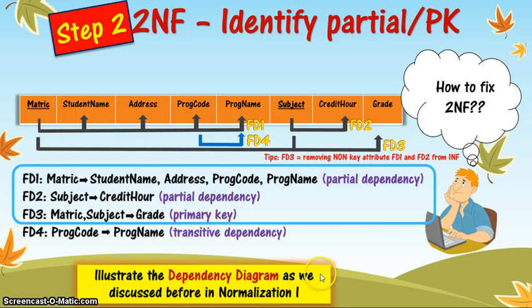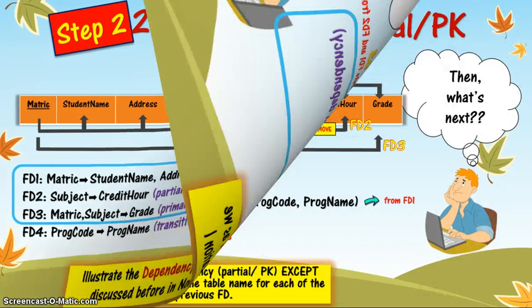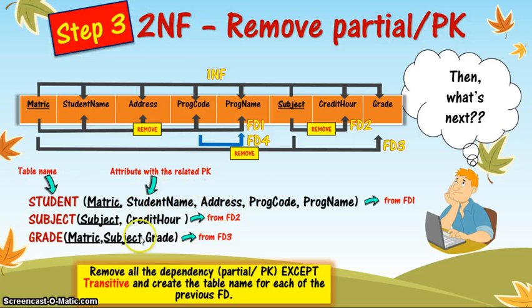So you have to remove all these three FDs. It comes with a table, right? So we can remove FD1, remove FD2, remove FD3, and you can produce three different tables. Okay, you have to put your own table name for each FD. For FD1, you can say that this is the info of student, so you can put the table name student in the bracket.